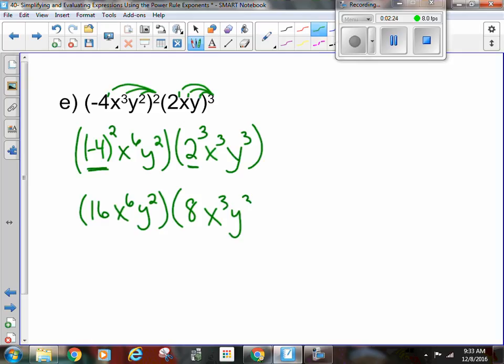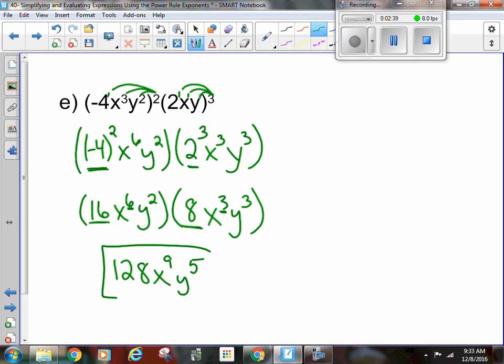Okay, now we can go ahead. Now it's simple. We are going to multiply the first two terms and get 128. Now with the exponents of like terms, now they're all on the same level, so we add them. And we leave it as this.